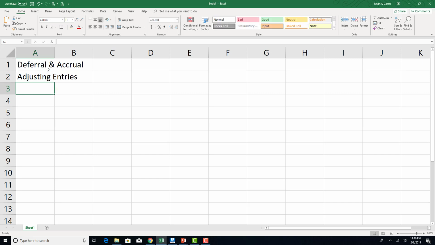That includes depreciation entries at the end of a month, and I am going to quickly get into these. We're going to be in the deferral area at first here. I'm going to give you a transaction that occurred at some point, and then we'll do the adjusting entry.